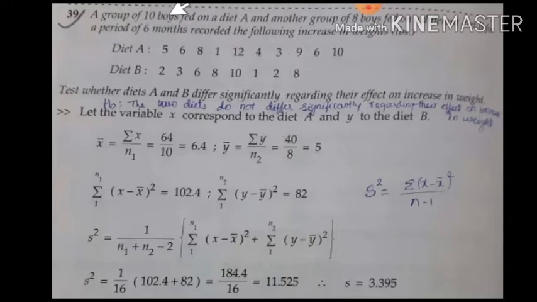A group of 10 boys fed on a diet of A and another group of 8 boys fed on a diet of B. A period of 6 months is recorded and the following increases in weights, in pounds, have been calculated. Diet A on 10 boys and diet B on 8 boys they have done.